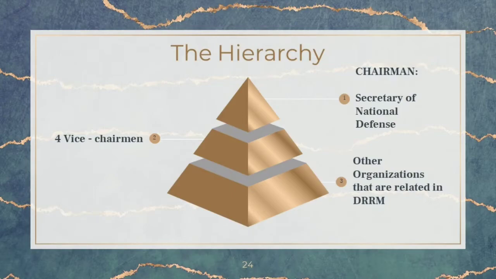And this is the hierarchy of NDRRMC's organizational structure. The first one is the chairman, where the Secretary of National Defense sits. Second are the 4 vice chairmen, and the last one is the other organizations that are related to DRRM.